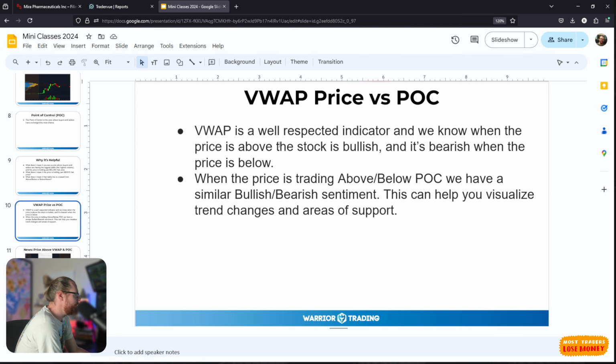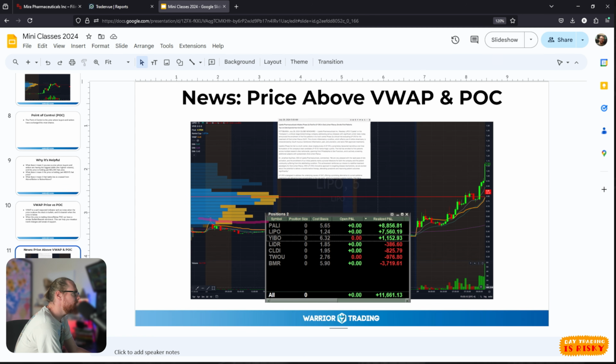So the volume weighted average price is a well-respected technical indicator. We know when the price is above it, the stock's bullish. When the price is below it, the stock is bearish. And trading above and below point of control, we have a similar bullish bearish sentiment and relationship. So the point of control is an additional price level that helps you visualize potential changes in trend or areas of support.